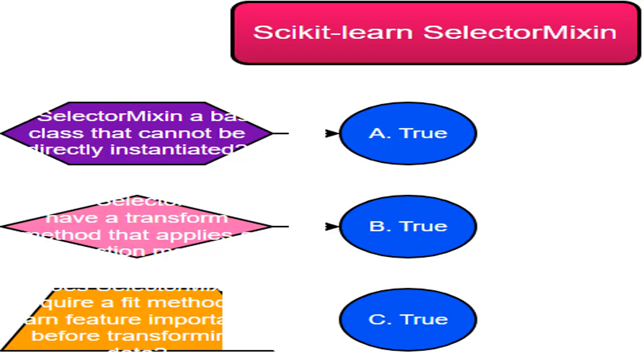Absolutely. A fit method is essential. The fit method is where you essentially teach the selector which features are important. It uses an underlying algorithm, like chi-squared or F regression, depending on the subclass used, to determine feature importance and generate the selection mask that the transform method will later use.